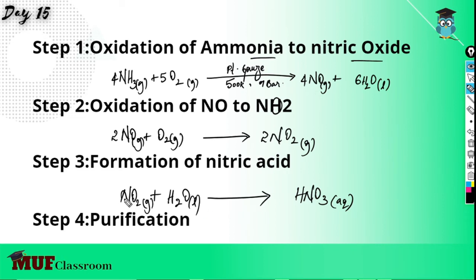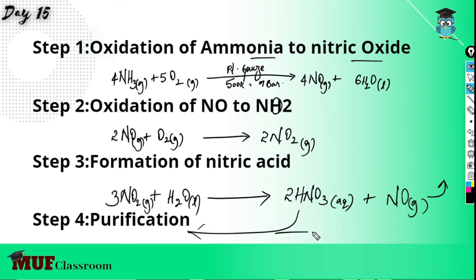And when we balance it, we need 3NO2 plus H2O, giving aqueous nitric acid, that is 2HNO3, plus again we get 1 nitric oxide, which is recycled. And finally, HNO3 is sent through a purification chamber where we finally get 98% nitric acid.